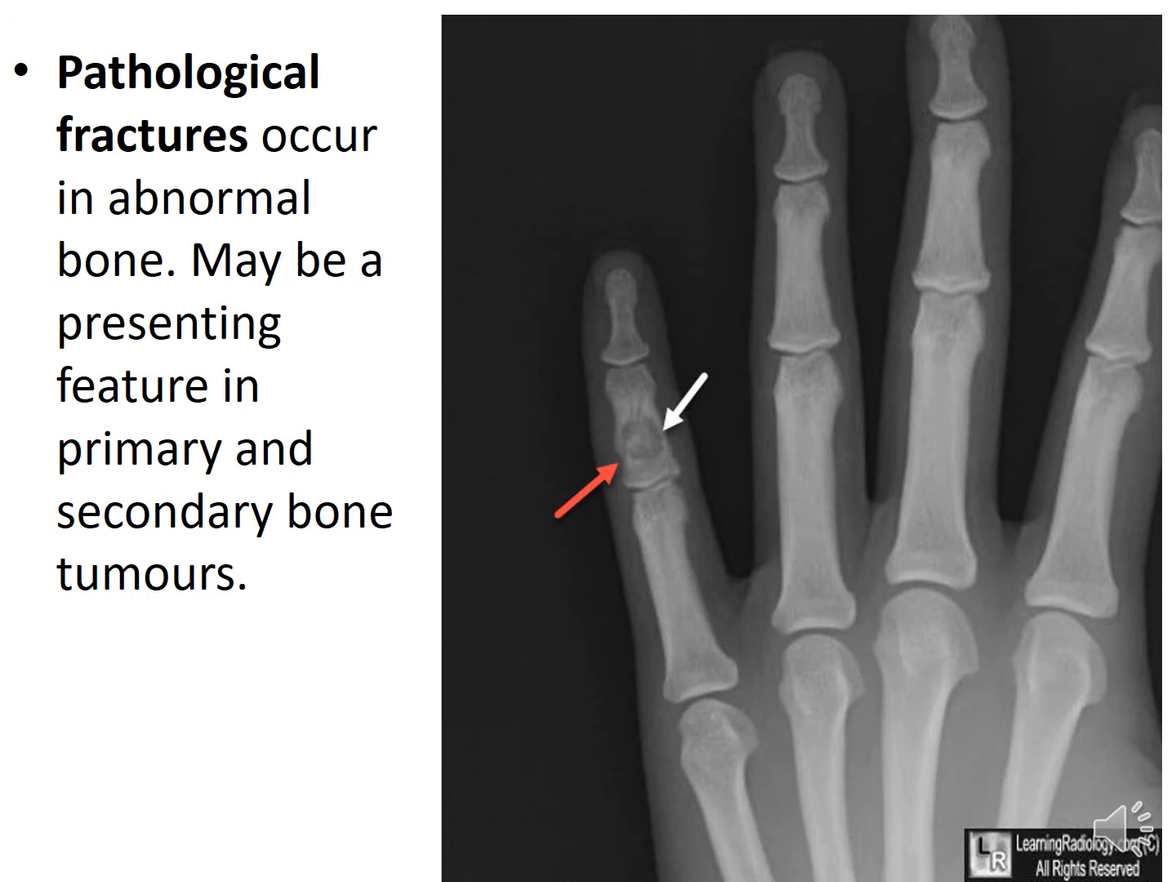Next is the pathological fracture. Pathological fracture occurs in an abnormal bone, and may be the presenting feature in primary and secondary bone tumors. Here, this is the radiolucent area. This is a type of pathological fracture. Secondly, pathological fractures may also be seen in osteoporosis, where the bone gets eroded. So this is a pathological fracture where there is underlying pathology.